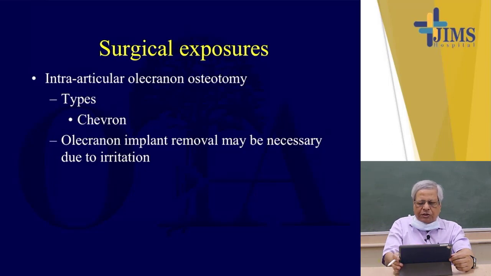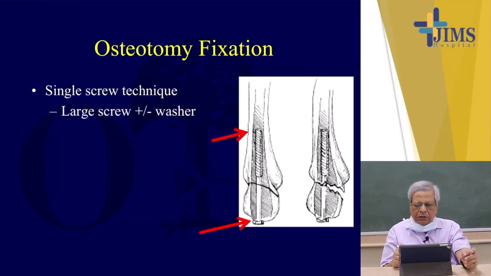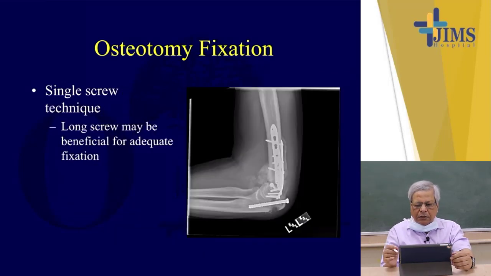Chevron or a V-shaped osteotomy. This osteotomy was fixed at the time of closure by tension band technique. I'll tell you later on. Or maybe dorsal plating, or maybe a single screw. These are the techniques of fixation of the olecranon osteotomy by a single screw technique. And this is a single screw technique, and these are the two plates.